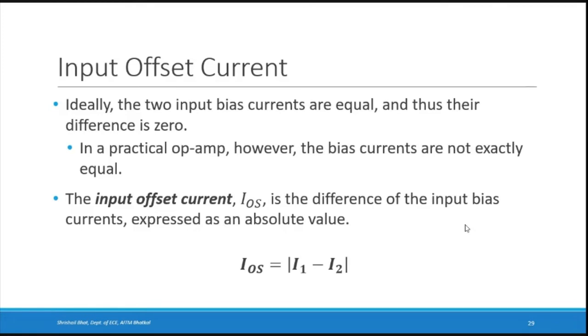But practically the bias currents are not exactly equal. Okay, there will be some difference, and that difference between the two bias currents is called the offset current, right? The input offset current is the difference of the two input bias currents. That's an absolute value you take. Okay, if I1 is greater than I2 or I2 is greater than I1, it doesn't matter. The difference or the absolute value is considered as the offset current.